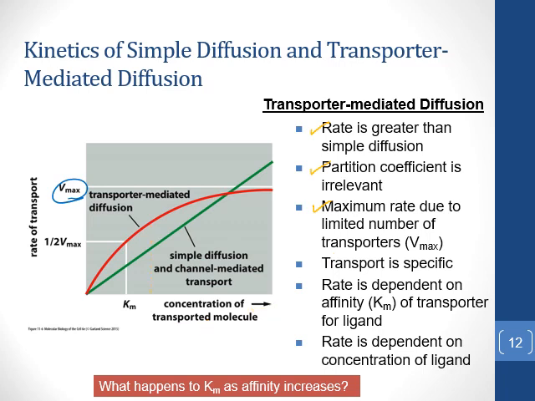Now, we got to go back and focus on this one because this one is going to be really important. The rate is dependent on the affinity that the transporter has for the ligand. Now, we've already talked a little bit about affinity this semester, but let's remind ourselves of what affinity is. Affinity really is the ratio of the on rate to the off rate.